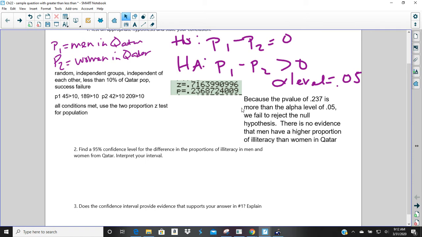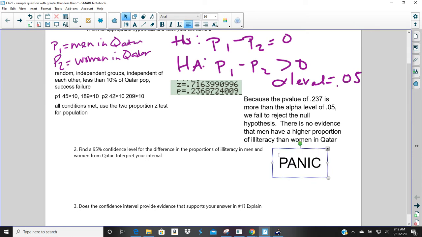All right. So that's answered the total question for question 1. Second question: find with a 95% confidence level the difference in the proportions of illiteracy in men and women from Qatar. Interpret your interval. So interpret means context. Now we're using PANIC, but I don't have to worry about doing the assumptions or the parameters. I already did them.